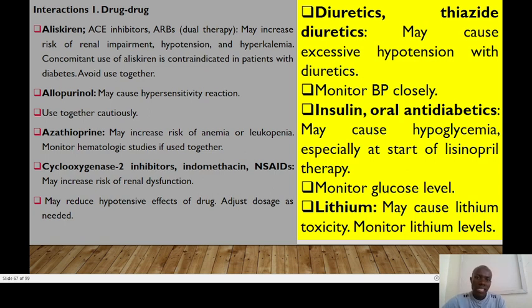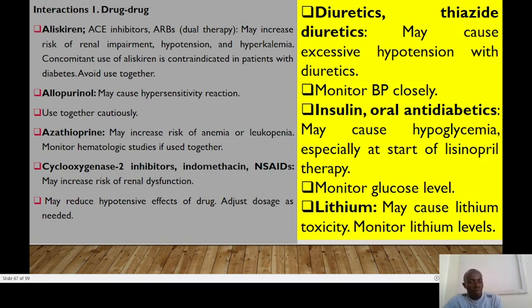For the diuretics and the thiazides, they may increase excessive hypertension when used together with the lisinopril, so you have to monitor the BP closely. While with the use of insulin and oral anti-diabetics for diabetic patients, the lisinopril may cause hypoglycemia, especially at the start of the lisinopril therapy. So you have to monitor the glucose level.